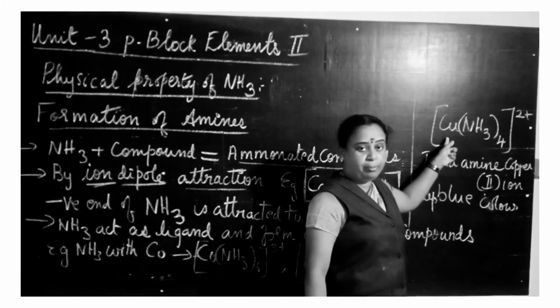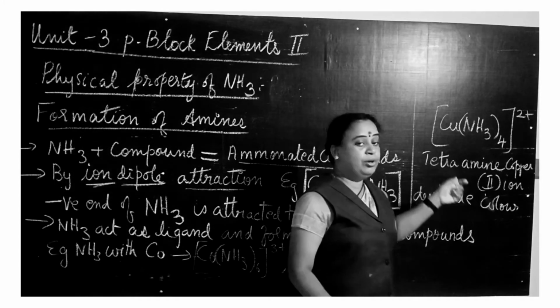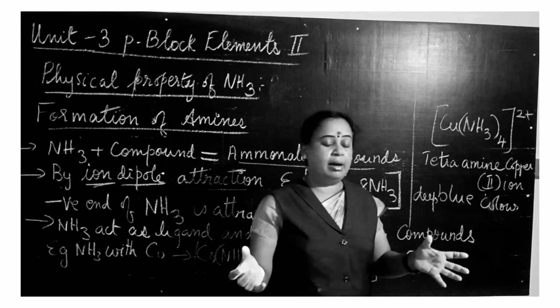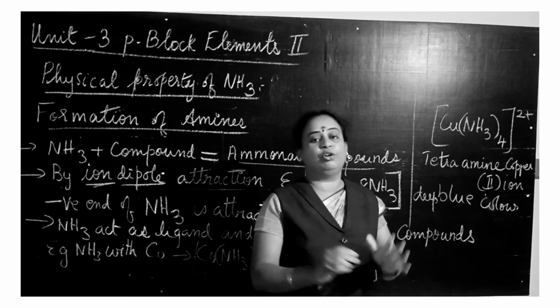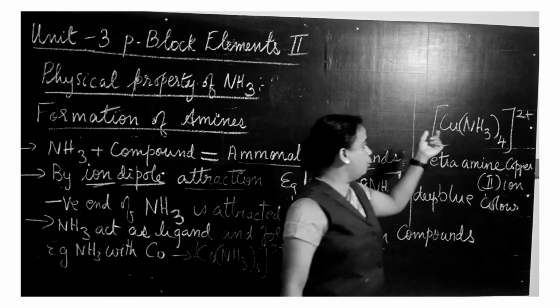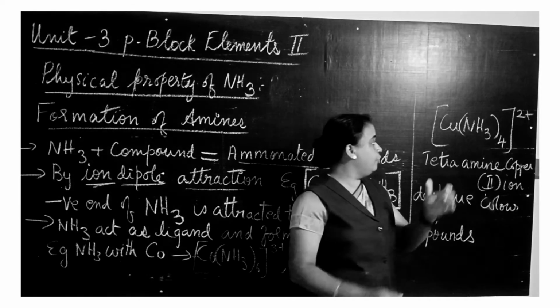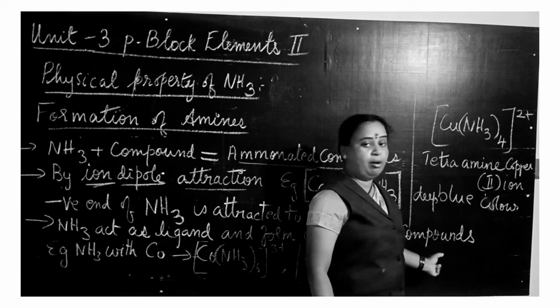molecules are combining with the copper when ammonia is reacting with the copper sulfate. So copper sulfate is a metallic salt. When ammonia combines with the copper sulfate, copper and ammonia combine together and they form the compound. So that is the coordination compound here.